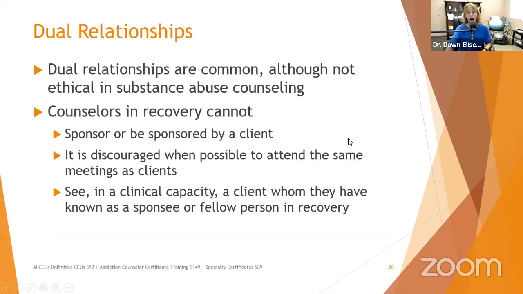Dual relationships are common, although not ethical, in substance abuse counseling. You cannot sponsor or be sponsored by a client. It is discouraged when possible to attend the same meetings as clients. And you are not allowed to see in a clinical capacity a client that you've known as a sponsee, or even just a fellow person in recovery. So if you've been going to the same meetings and then John suddenly needs more treatment than just self-help meetings, that's great. You can refer John to your facility. He can see one of your colleagues maybe, but he can't see you.